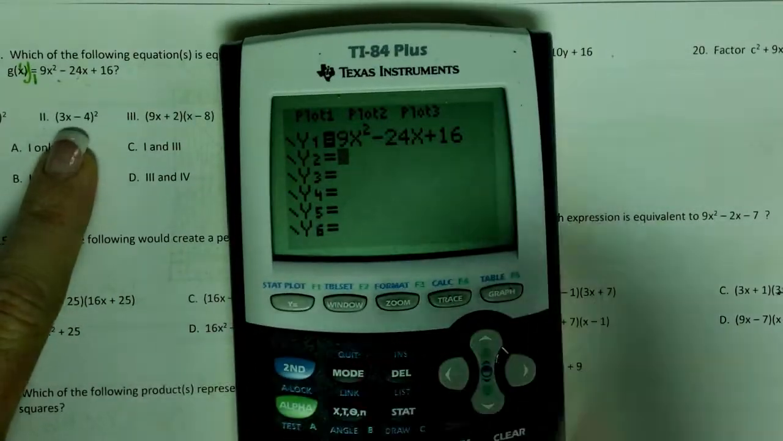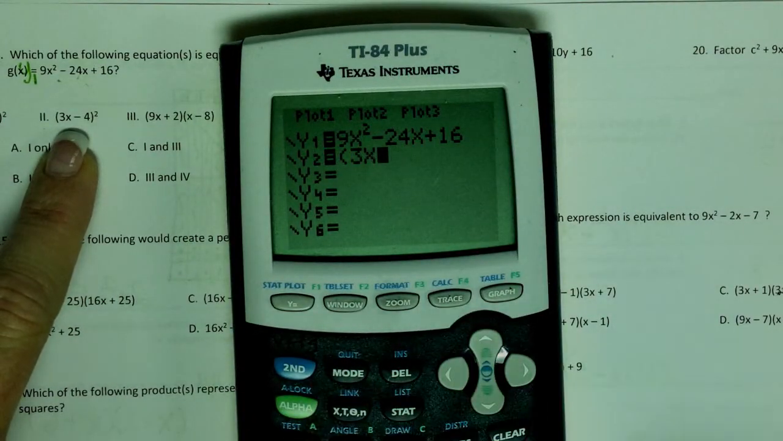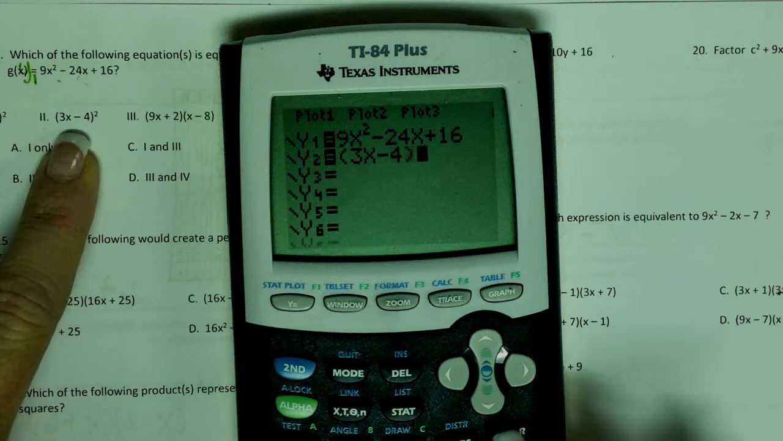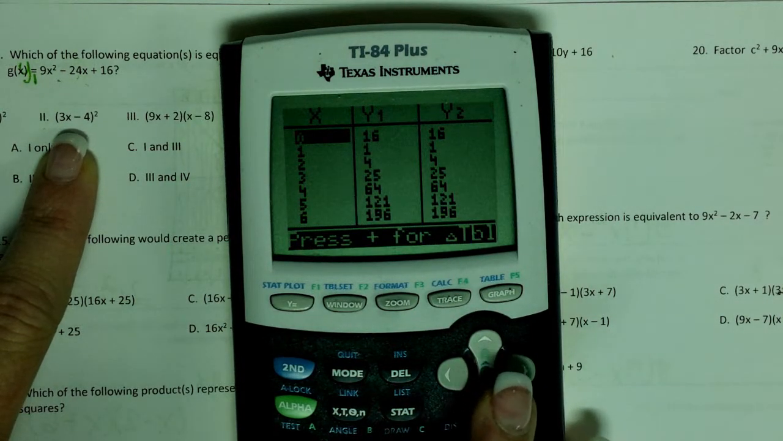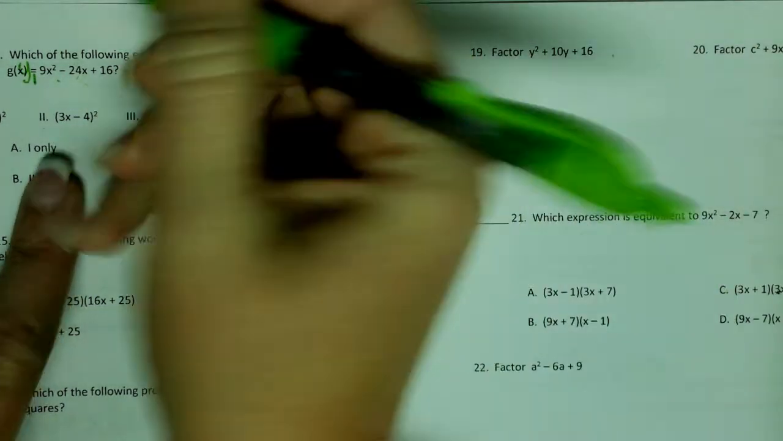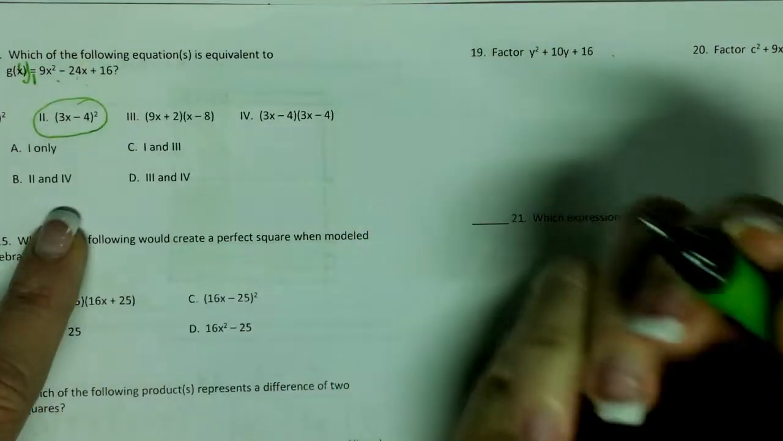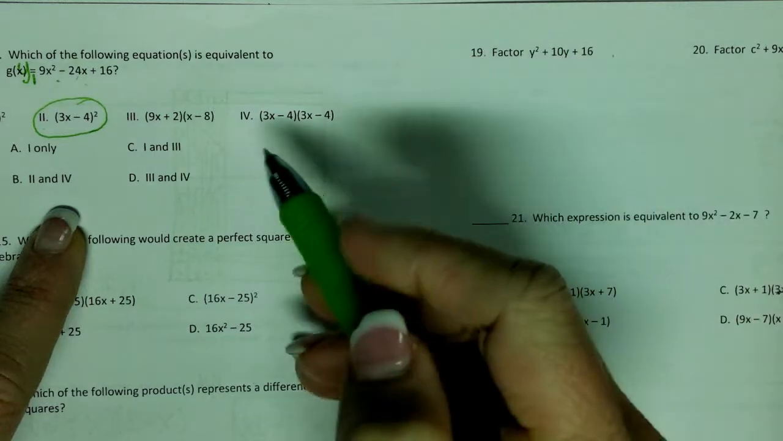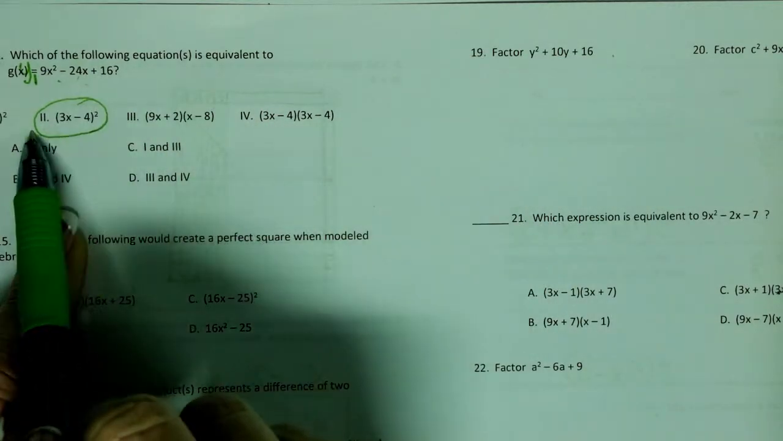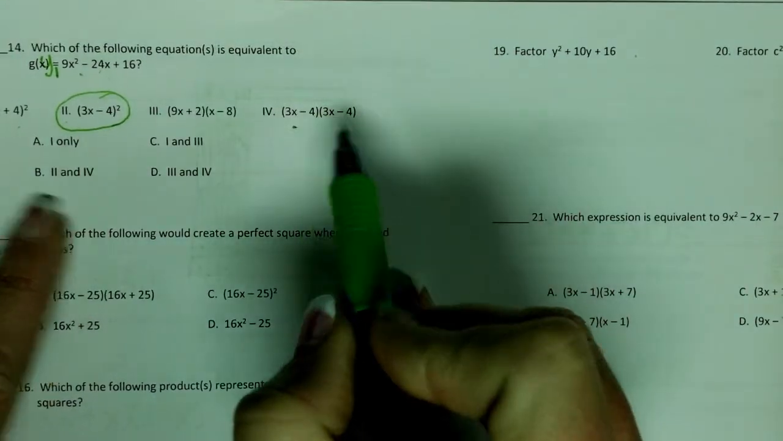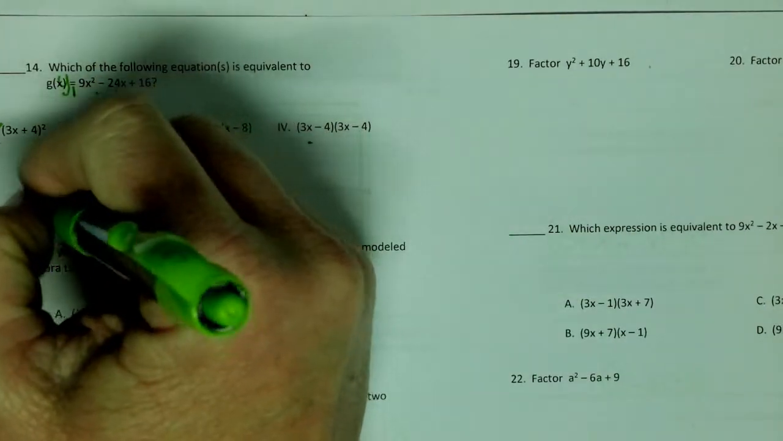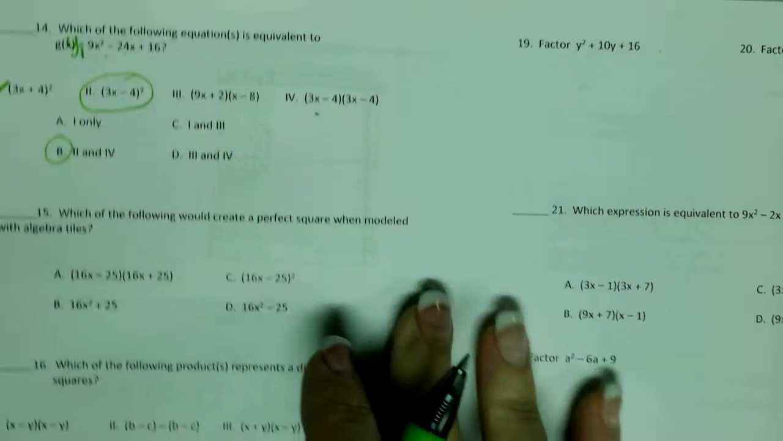Okay, then let's try 3x minus 4 squared. So going to the table, are they all the same? Oh, we got lucky that it was number 2. Which means, oh wait, so 2 is, but would 4 also be equivalent to it? Yes, so we're going to say 2 and 4. Our answer is B.